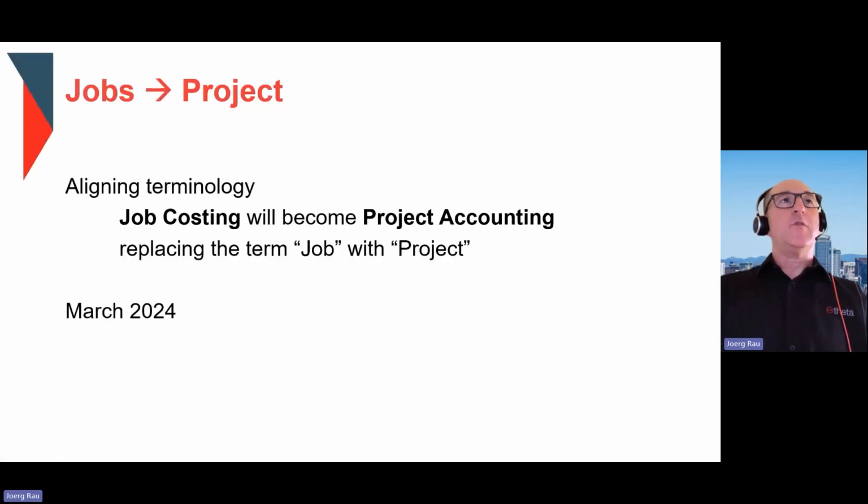Another thing that will happen in the future is alignment of terminology. The word jobs will be replaced with project. So our job costing will become project accounting, and everywhere where you see the word job will be replaced with project. So there won't be any job planning lines anymore, or job tasks; they will be project tasks and project planning lines. And this renaming will happen in March 2024.